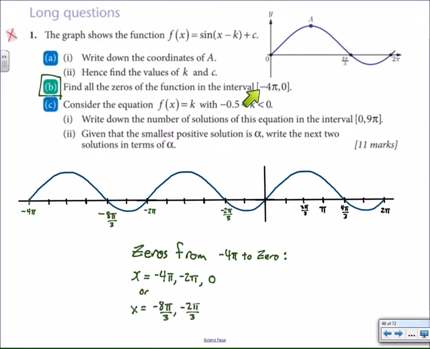The only other thing I want to talk about is pay attention to the details. The negative 4 pi and the 0 are included in the domain, so I can include these two zeros. If these were round brackets or inverted brackets, I would not include the negative 4 pi or the 0 and would only have 3 solutions.